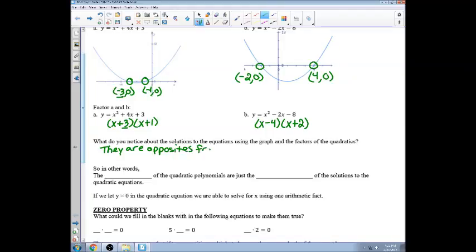from where the graph crosses the x-axis. So in other words, the factors of the quadratic polynomials are just the opposites of the solutions to the quadratic equations.